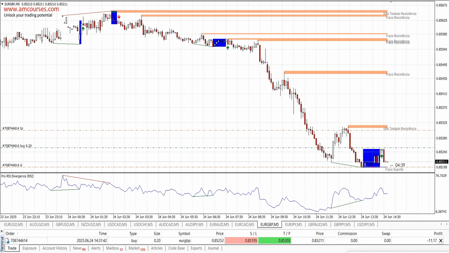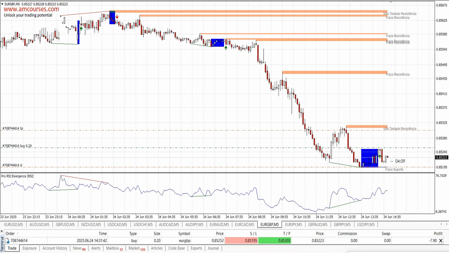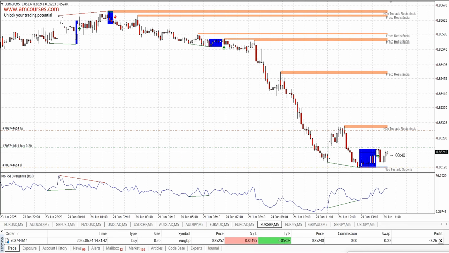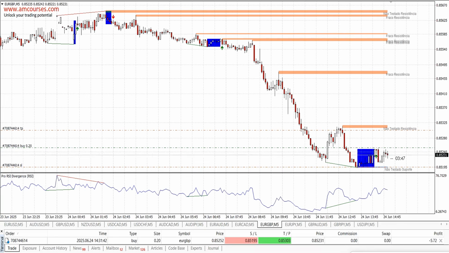Step 1. Bullish RSI divergence detected. Price was making lower lows, but if you look at the RSI below, it was making higher lows. This is a classic bullish divergence, which often signals that the selling pressure is weakening and a bounce may happen soon.